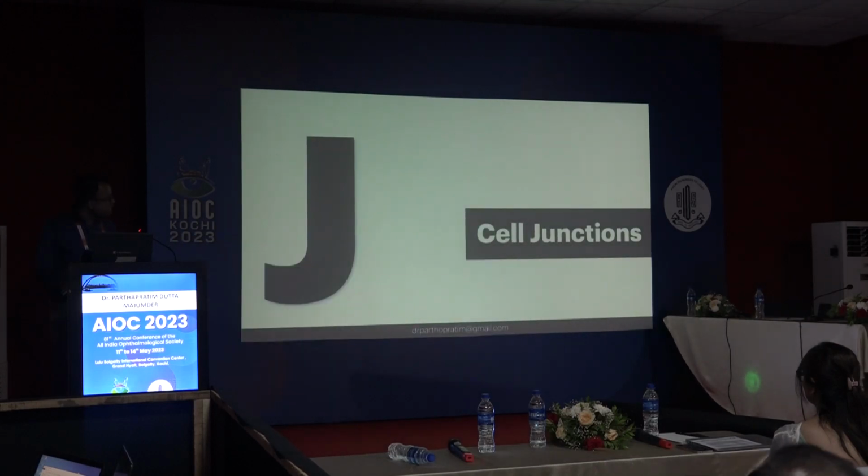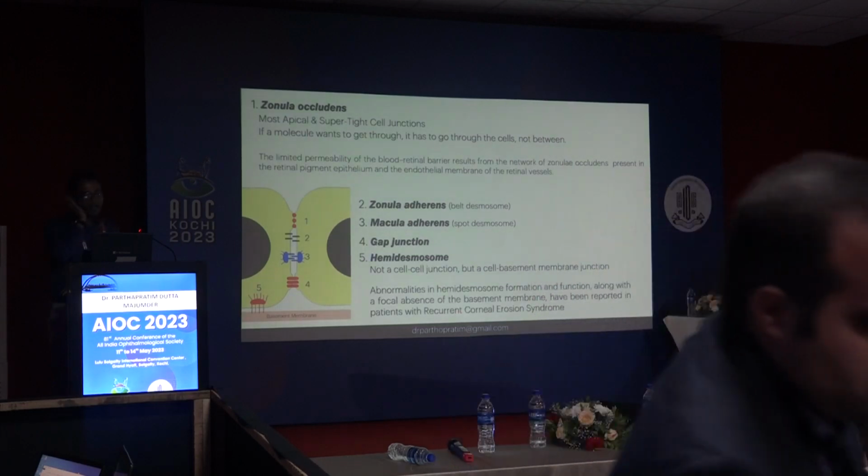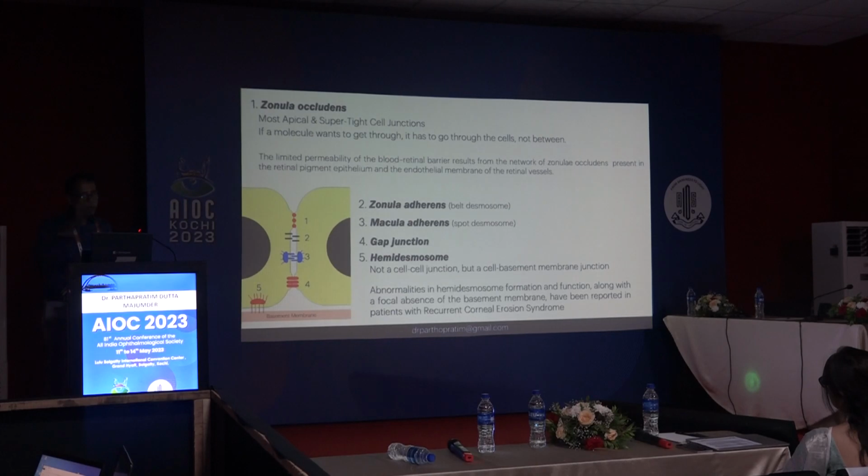Now J for the junctions. So let's go to the cell junctions. There are basically five junctions in our body or in cellular structure. One is zonula occludens, and the zonula adherens, and macula adherens, gap junctions, and hemidesmosomes.